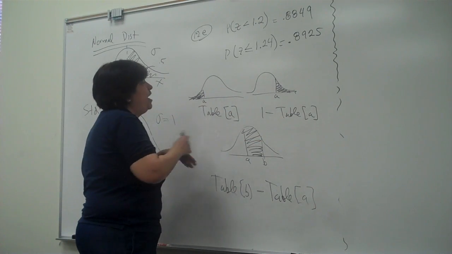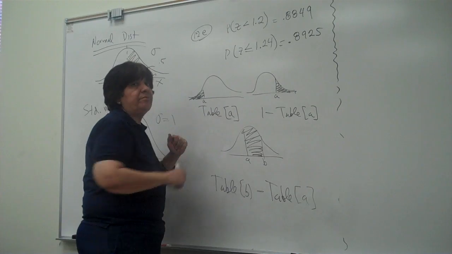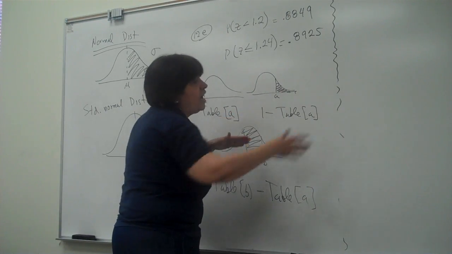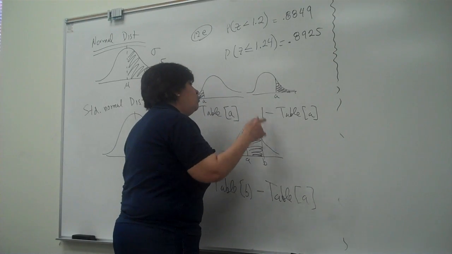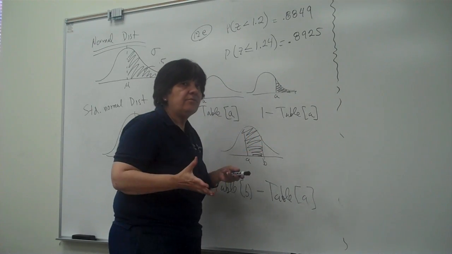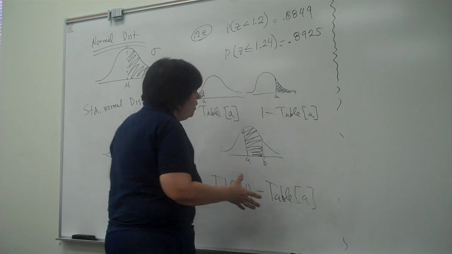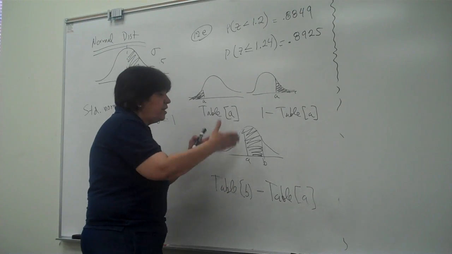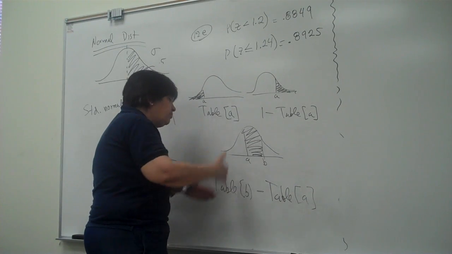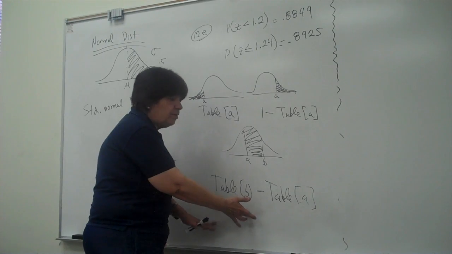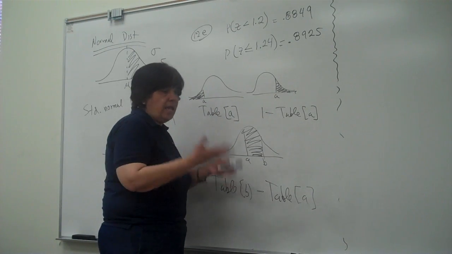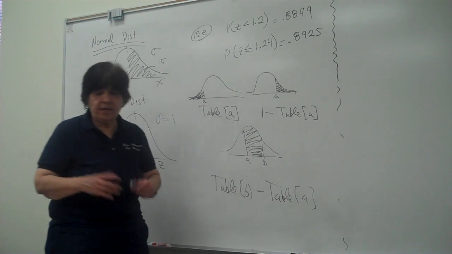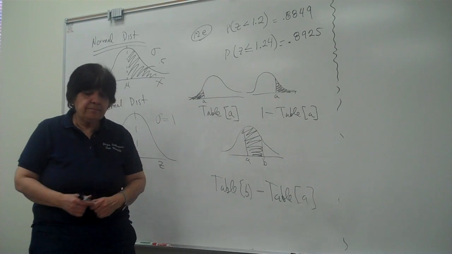Either it's in the left side or in the right side or between an interval. If it's in the left side, go directly to the table and get the probability. If it's in the right side that you're looking for, go to the table, get the number, and then say 1 minus the number that is in the table. That is the probability in the table. And if you are dealing with an interval, go to the table, get the probability from B, the highest number, minus the probability of the lowest number, that is A, and you subtract those elements and you get the probabilities.